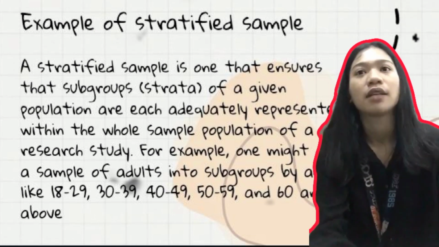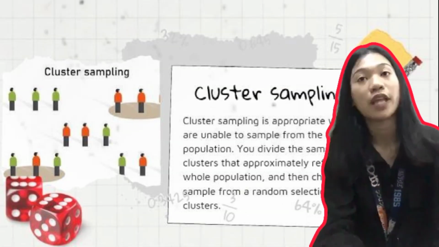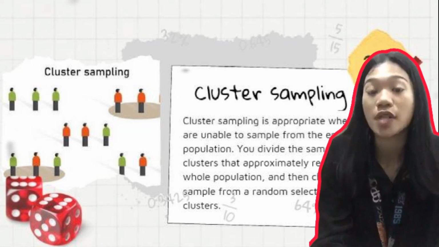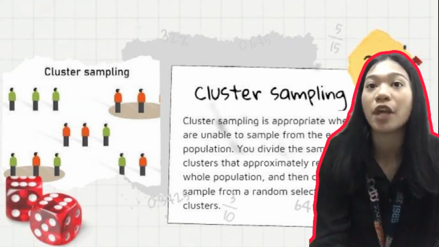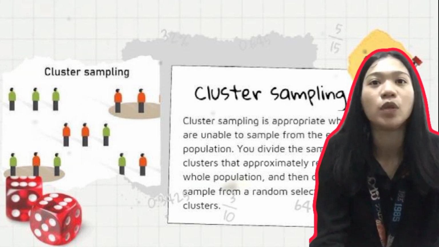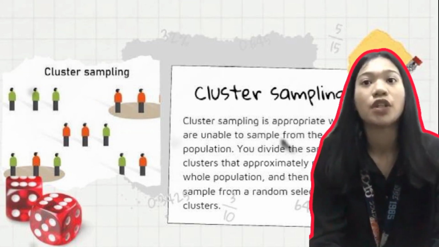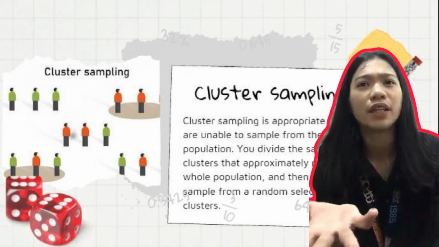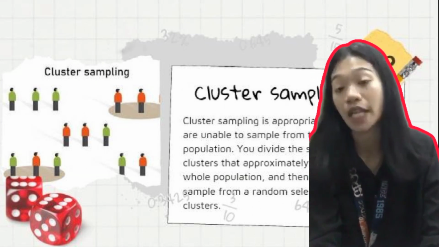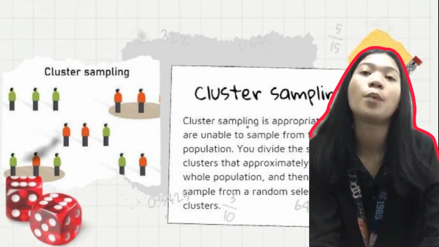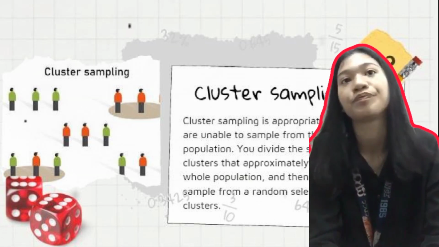And this is, ito naman yung cluster sampling. So, what is cluster sampling? It's appropriate when you are unable to sample from the entire population. You divide the sample into clusters that approximately reflect the whole population and then choose your sample from a random selection of these clusters. And this is an example of cluster sampling.